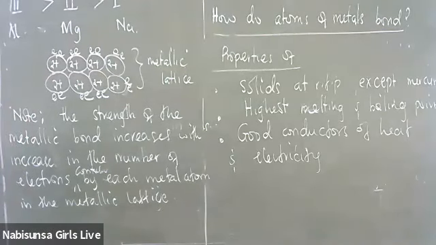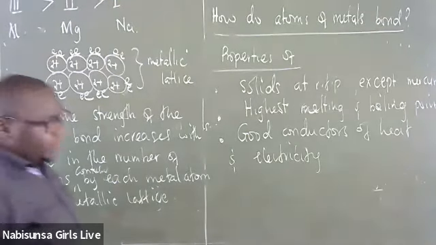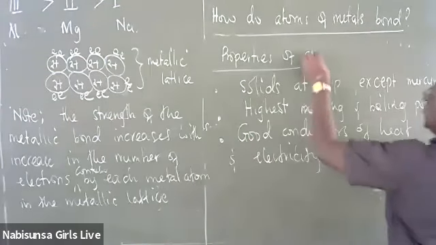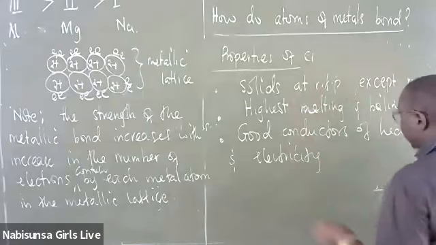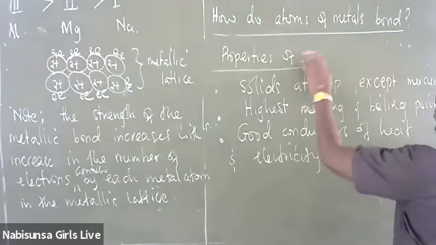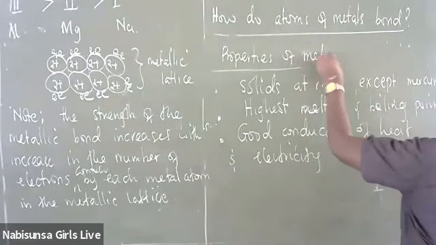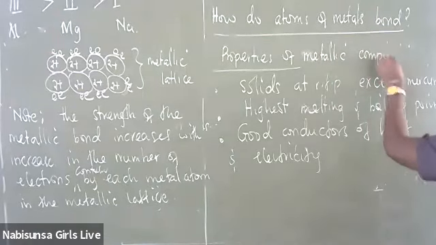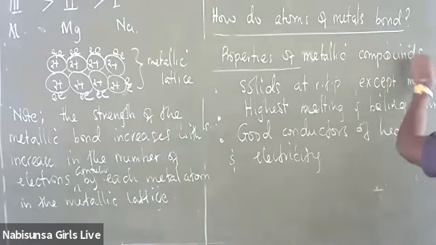Excuse me, teacher. I'm listening. Teacher, what is the solid? What is that? Okay, I'll show you some properties of compounds. Compounds formed through metallic bonding. Properties of metallic compounds. All compounds formed through metallic bonding.